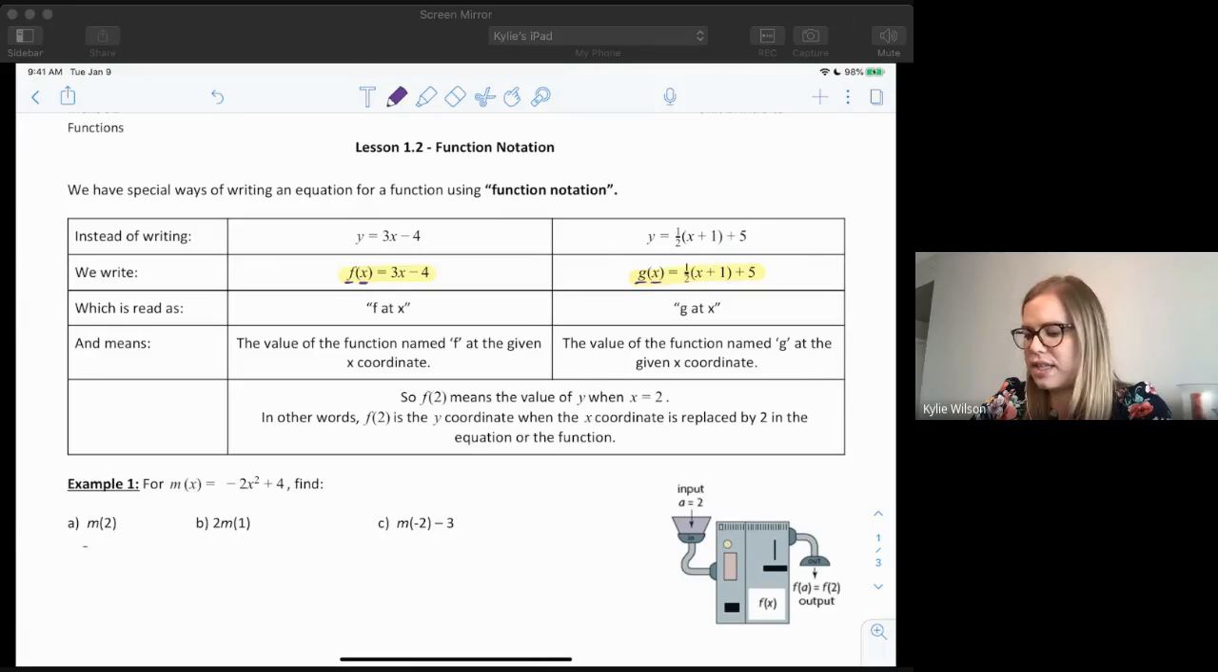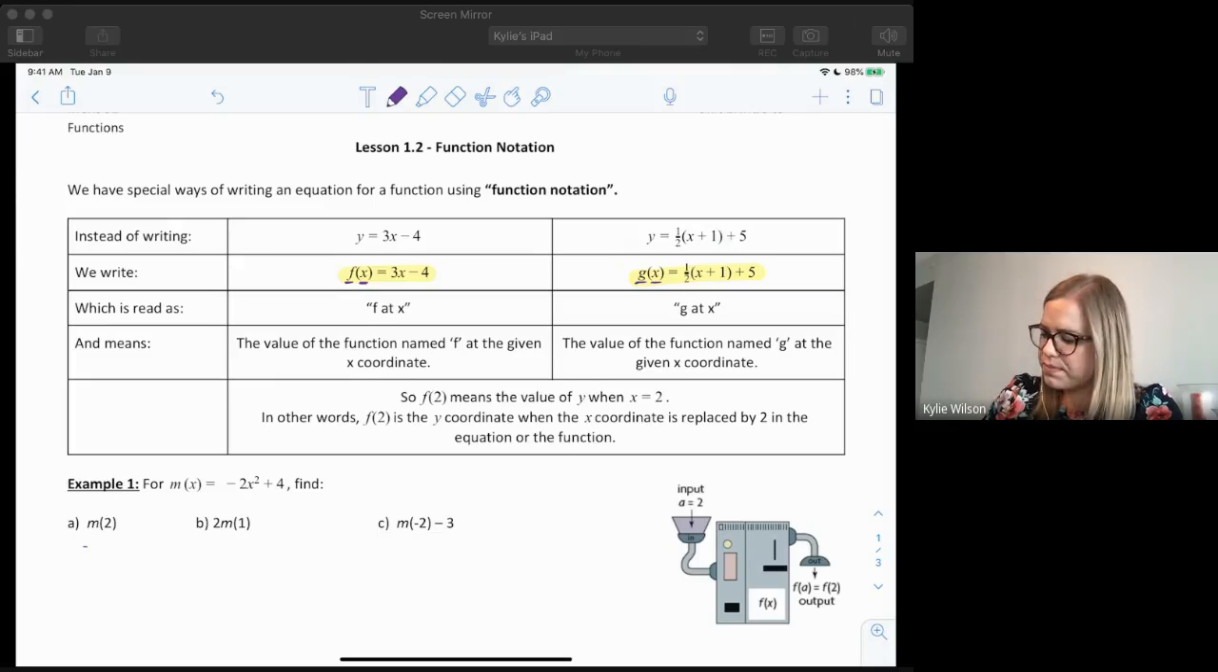And the letter doesn't matter. Typically, it goes with whatever your let statements were. If we don't have let statements and we're not dealing with an application question, typically you'll see f at x, g at x, h at x. Those are typically the letters we use, but you can really use whatever letters you want. It's just letting us know what is our dependent variable and what is our independent variable.